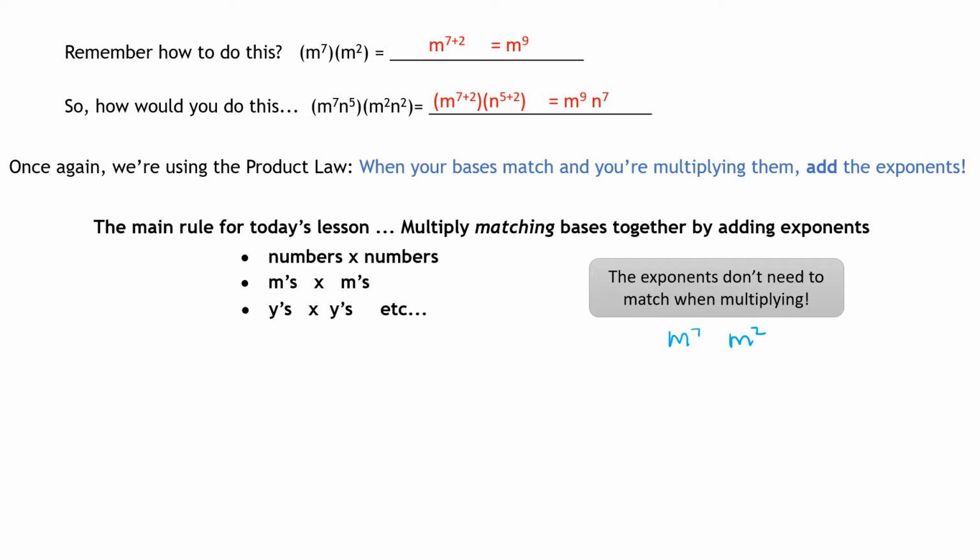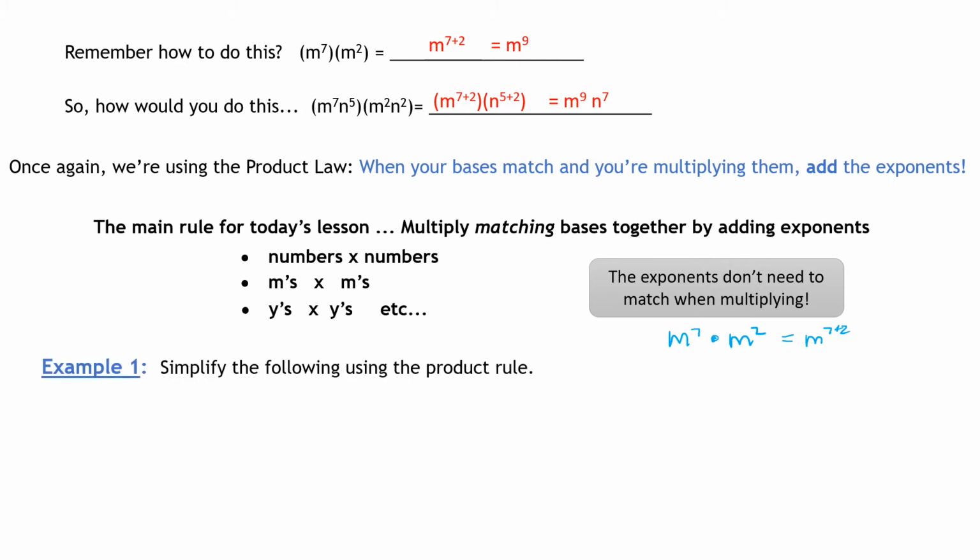So if that weren't addition but it were multiplication, that's fine. If that's multiplication, that's the top question we just did on the top of the screen, m to 7 plus 2. When we're multiplying, the exponents don't need to match, but they must match if you are adding. Or they wouldn't be like terms otherwise.